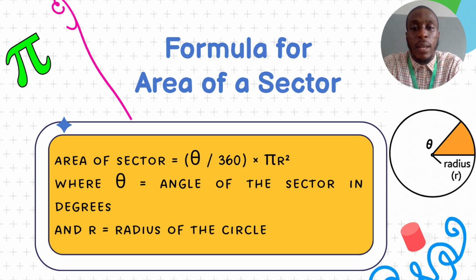Pi is 22 over 7. Then r is the radius, multiplied by itself. So we are going to multiply the radius by itself, multiplied by 22 over 7, multiplied by theta divided by 360, to successfully get the area of the sector. Shall we move deeper into using this formula to calculate a problem on the minor sector?